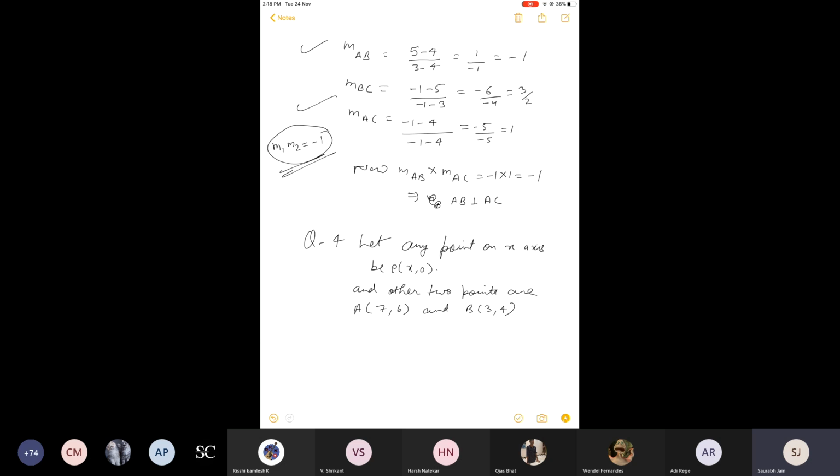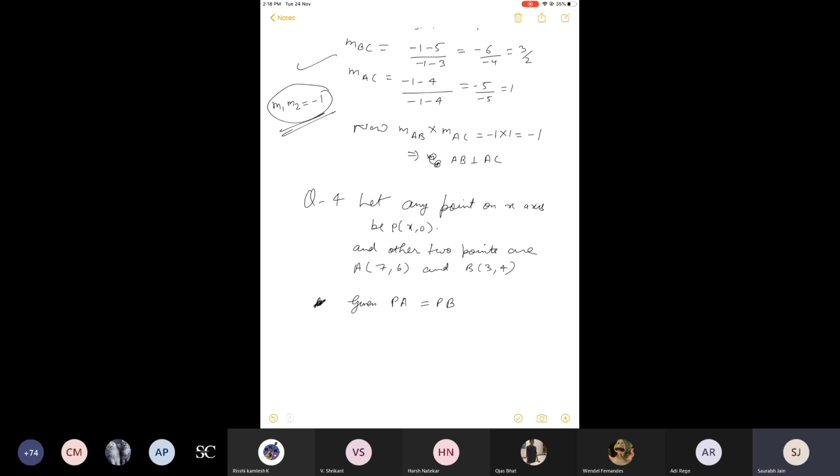Now what is given in the question? It is given that this point P is equidistant from both the points. That means it is given that P has the same distance from A and B. That means PA is equal to PB. Use distance formula, you'll get the answer. So distance PA, using distance formula. Similarly, PB, that is x minus 3 whole square plus 0 minus 4 whole square.